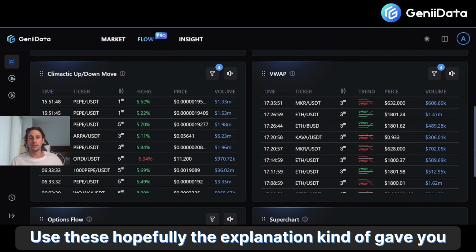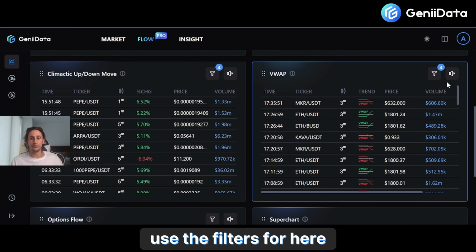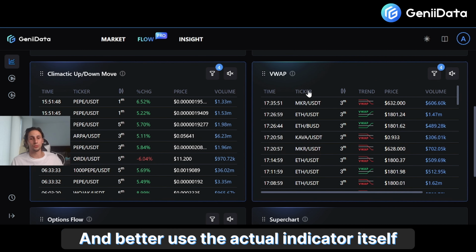Hopefully the explanation gave you a better understanding of how to use the filters here and better use the actual indicators themselves.